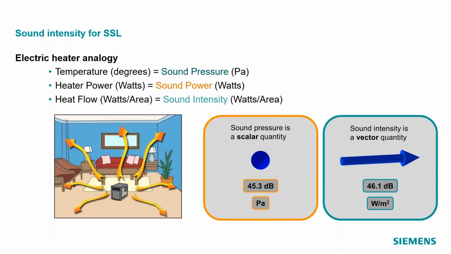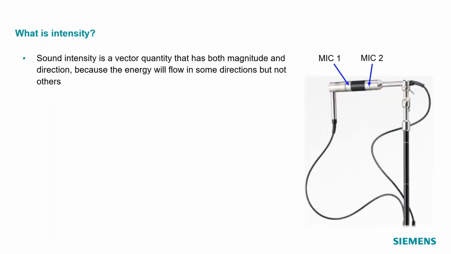With intensity, because we're using more than one transducer, we can actually calculate something that's a vector quantity, and it says it's 46.1 dB watts per meter squared in this direction, the direction of that arrow. Okay, so sound intensity has this directionality to it, a vector quantity that we don't get with just a sound pressure measurement. We're going to use that to our advantage when we do sound source localization. So sound intensity is a vector quantity.